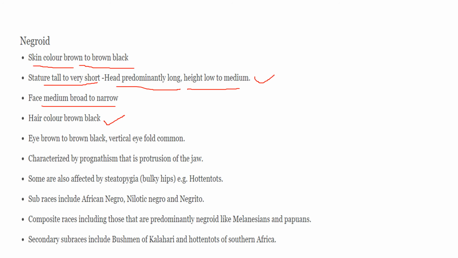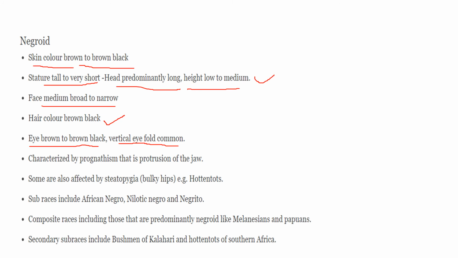Then if you want an example of Caucasoid, you can take any English cricketer like Jos Buttler. Then for Mongoloid, you can take any example of Chinese people. Same as the Negroid people, hair is black to brown. Then eyes are brown to brown black, meaning the eyeballs of these people. Then the vertical eye fold is common.